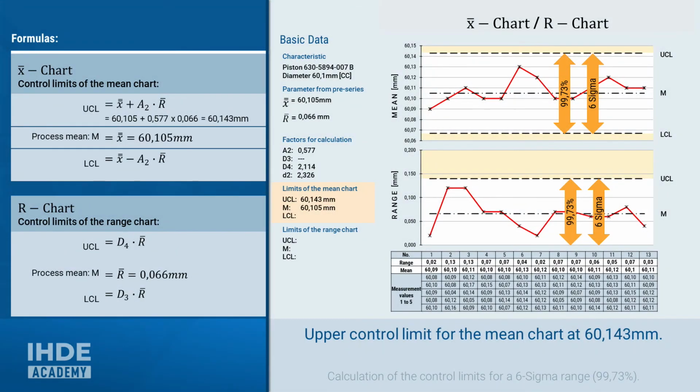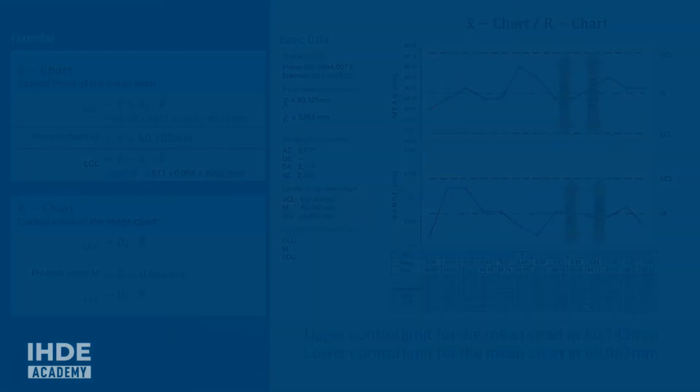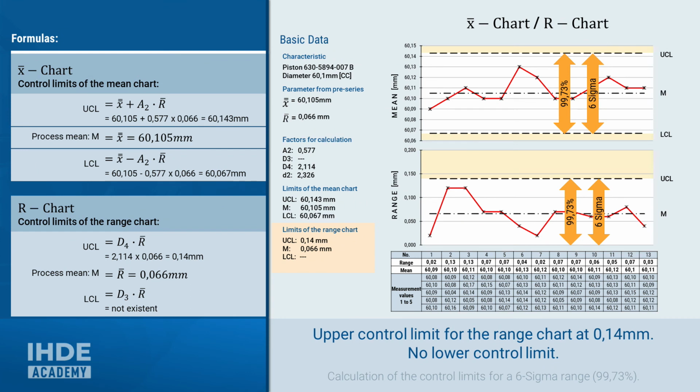If we now insert the values into the formulas for the upper control limit of the mean chart, we will find that this is 60.143 mm. A value of 60.067 mm results for the lower control limit. And finally, the upper control limit of the range chart is 0.14 mm. As already mentioned, due to the very small sample size, the lower control limit does not apply here.